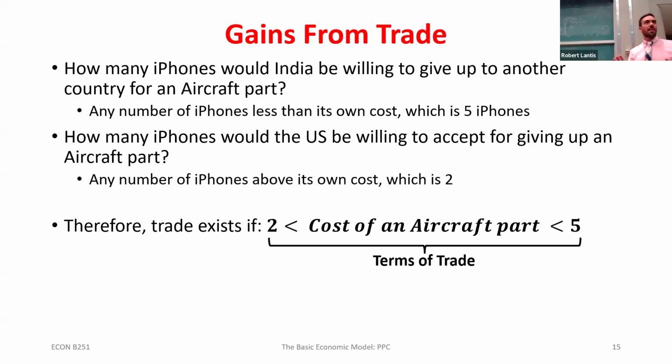And once again, the equality, we're going to leave that off, because there we would say that the country is indifferent, right? If the US gives up an aircraft part to India and they get 2 iPhones back, well, they could have produced it themselves and given up 2 iPhones. They don't care either way. They have the same amount of goods at the end of the day, right? So that's why we have this strict inequality. It's not greater than or equal to. It's that the terms of trade, the cost of an aircraft part that these 2 countries agree on, has to be somewhere in between both of their own costs, okay?